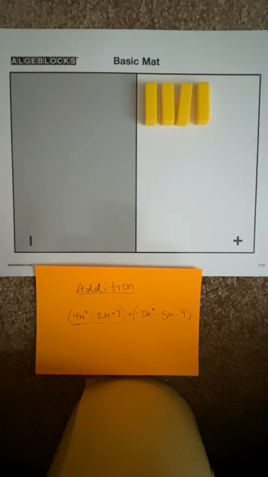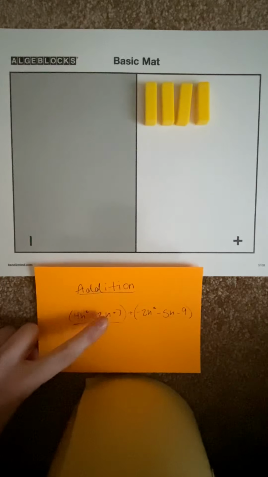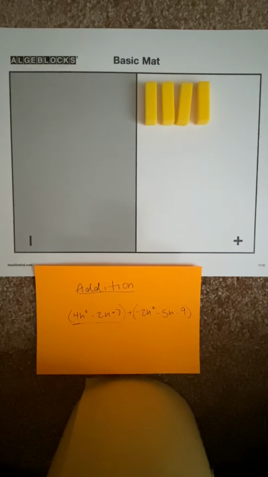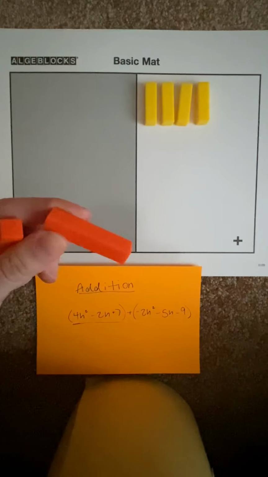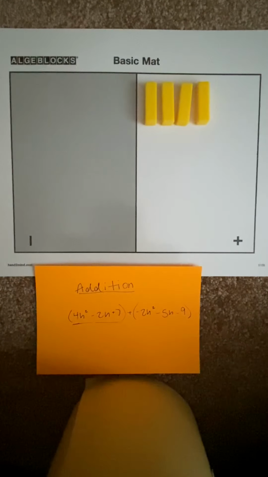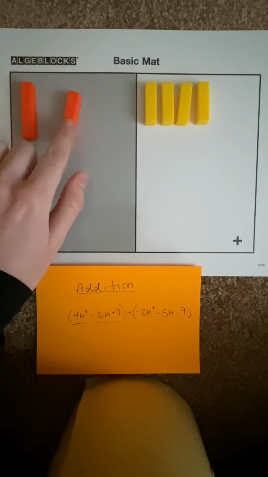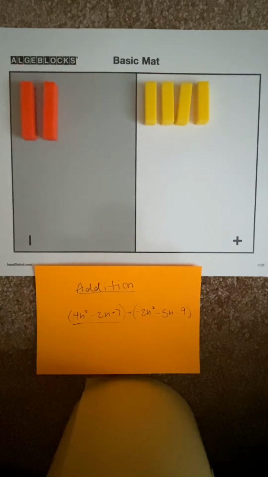All right, so after the 4h squared is negative 2h. To represent our h values, I'm going to use the orange blocks. Since this is a negative value, we are going to place these blocks on the negative side. So 1 and 2. All right, and then now we are left with a positive 7.